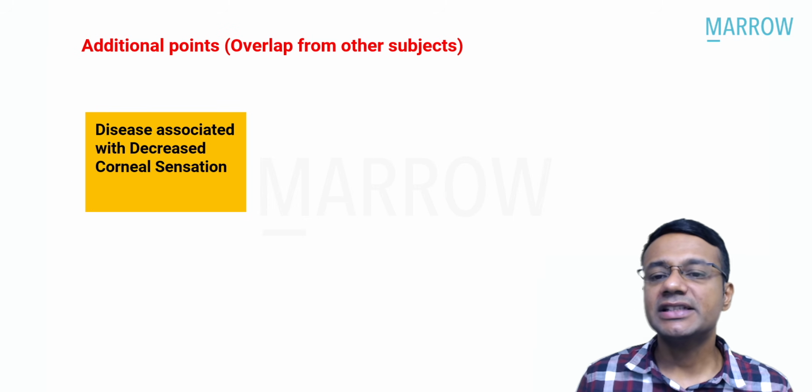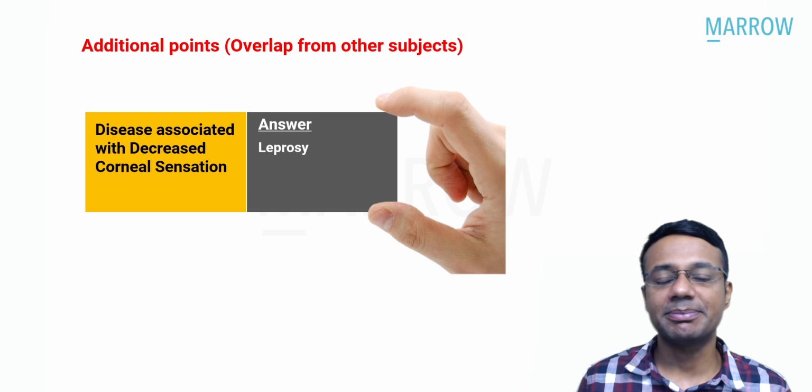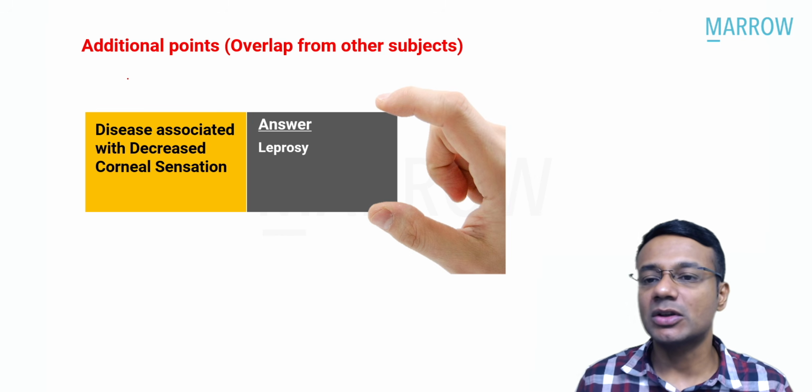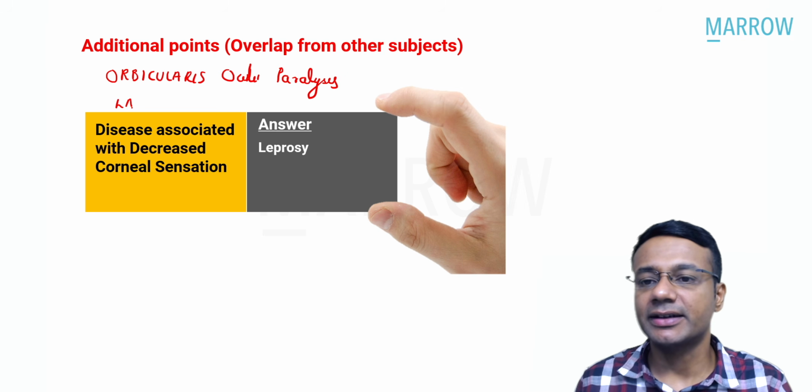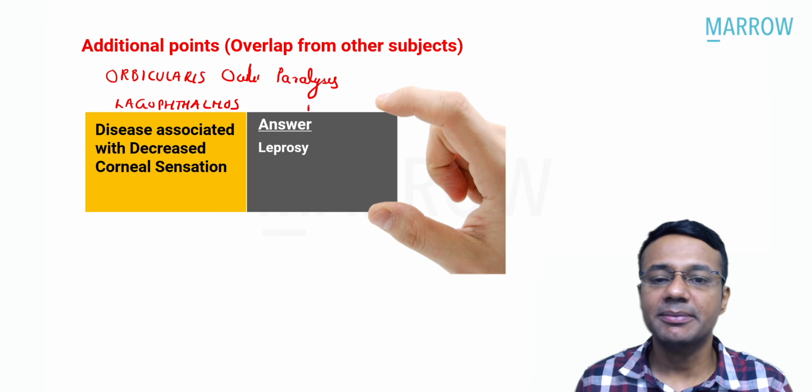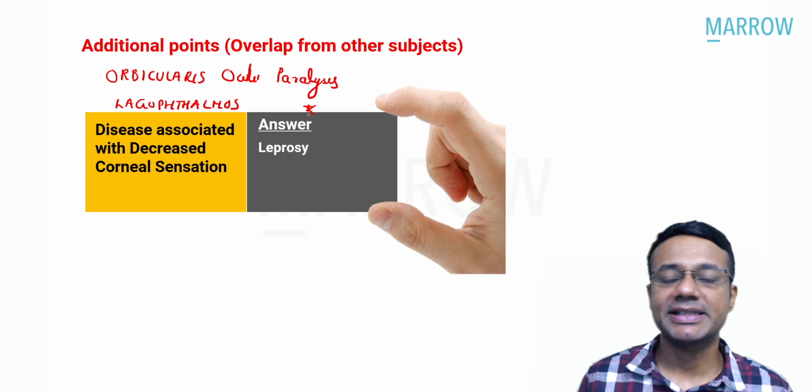Next, which disease is associated with decreased corneal sensation? This is an ophthalmology overlap question. The correct answer for this question is leprosy. This question has previously also been asked as a disease which is associated with orbicularis oculi paralysis, wherein there would be associated lagophthalmos. So this question has repeated twice in the INI-CET exam with the answer being leprosy.